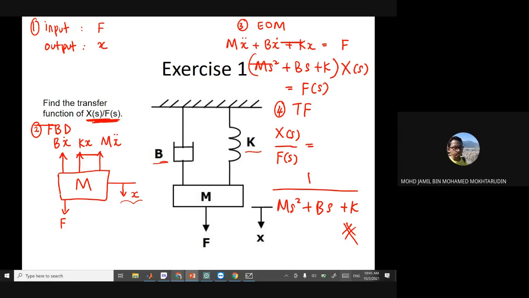Okay, so for example, in exercise 1 here, usually we ignore the gravity, the effect of gravity.